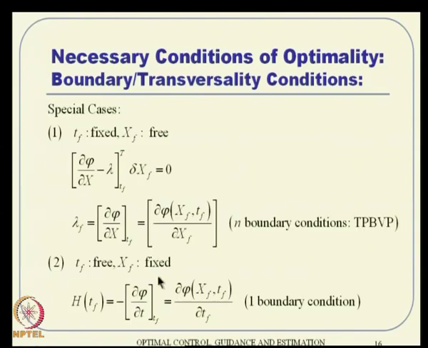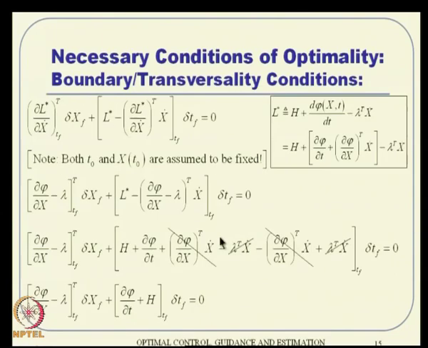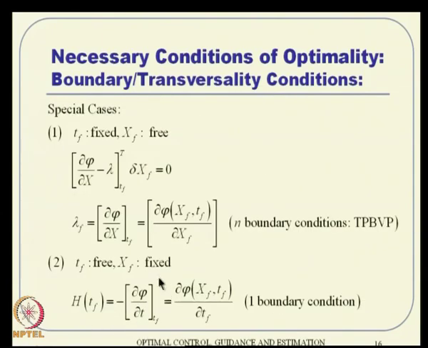This is what is extra here. When tf is fixed and xf is free, you will end up with this equation, which is what I just described. So, lambda f will turn out to be del phi by del xf. On the other hand, when tf is free but xf is fixed, then H of tf will be minus del phi by del t evaluated at tf. And when both are free, both conditions come into the picture.